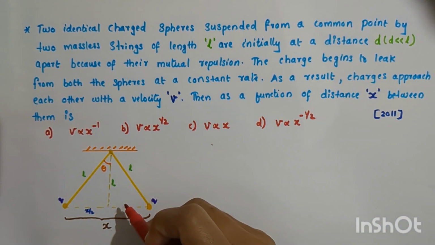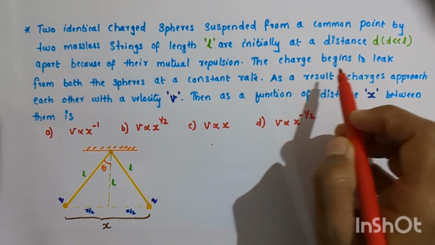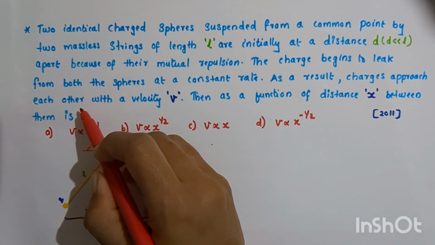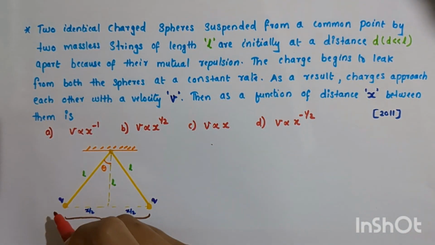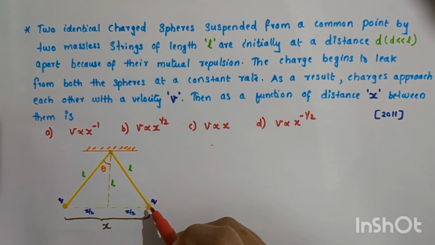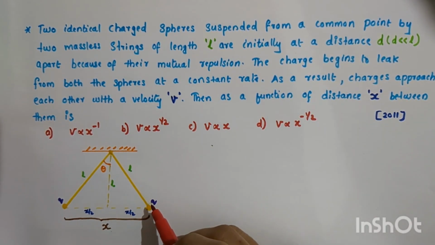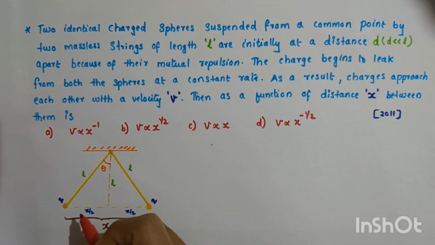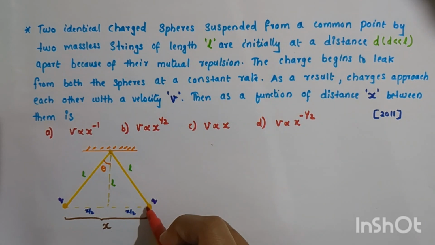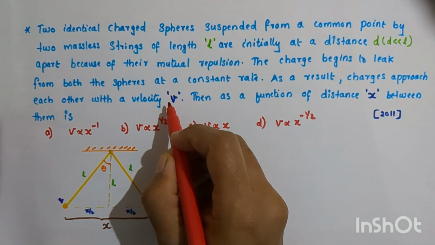Now you see the charge begins to leak from both the spheres at a constant rate. As a result, the spheres approach each other with a velocity v. Suppose the charges are leaking out from this sphere as well as from this sphere. Then there will still be a force of repulsion between them, but that force will be less. As time passes, the force of repulsion decreases. So this sphere will be moving in this direction, and this sphere will be moving in this direction, with the velocity v.